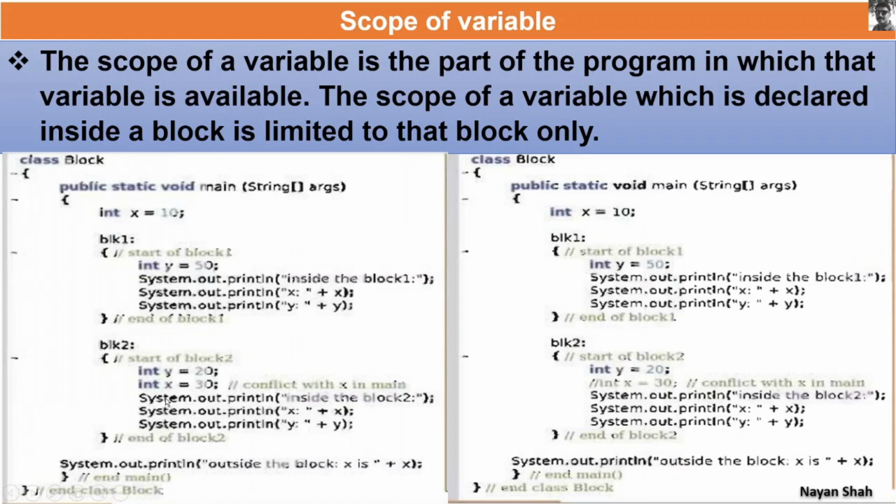So this will generate an error, which is rectified here. And here, as you see, the variable x is removed. Otherwise the program is the same. But this left hand side program will generate an error and the right hand side program will not generate any error. So that shows the scope of a variable.